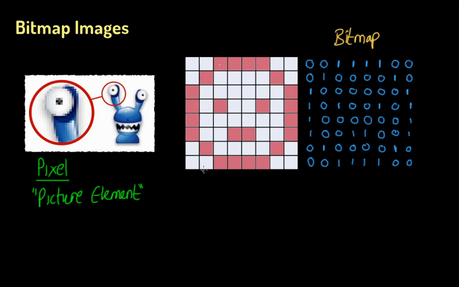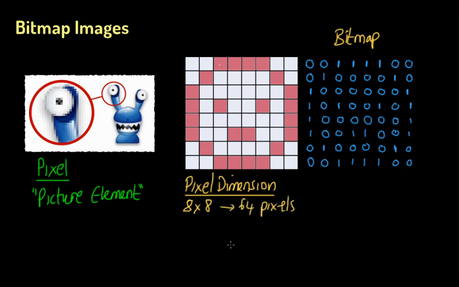So there are three main pieces of information you need to send along with it. First of all, the pixel dimensions. You will hear this referred to as resolution as well. I always call it pixel dimension rather than resolution, as you'll see why in a minute. This is an 8x8 image, which gives you 64 pixels in there, okay.